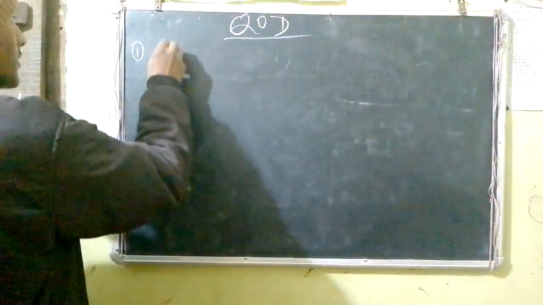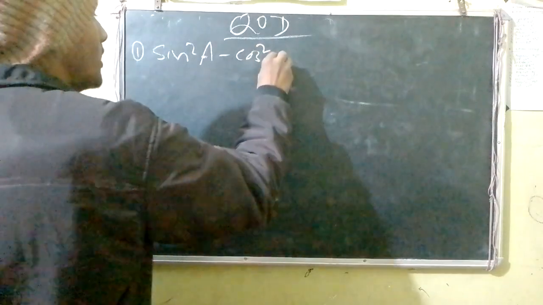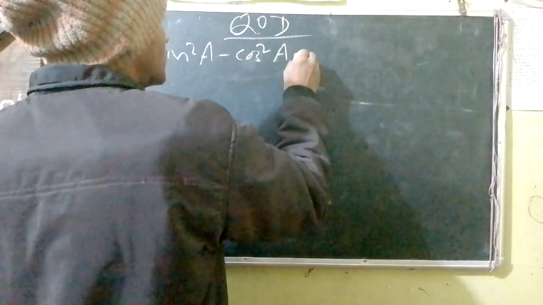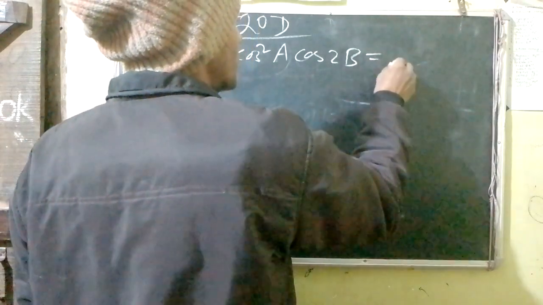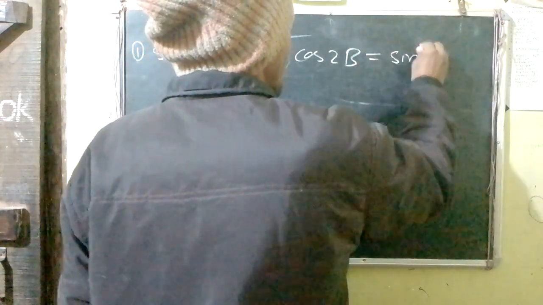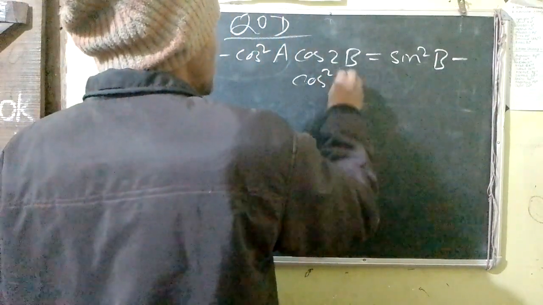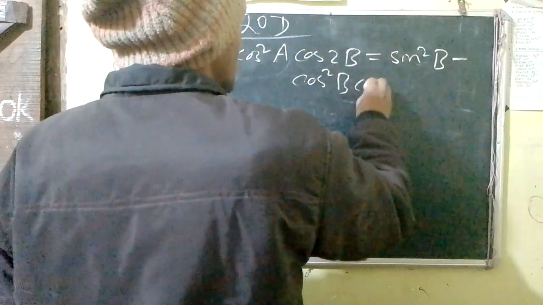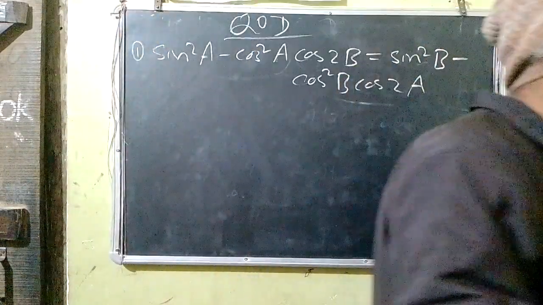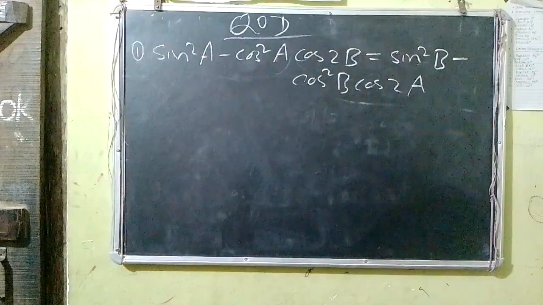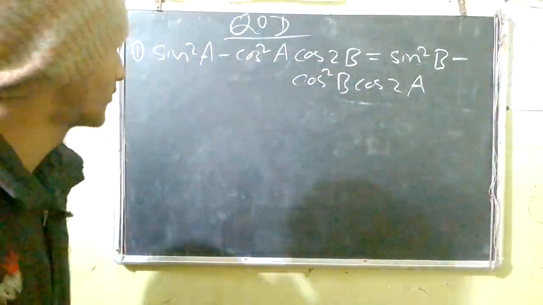Sine square A minus cosine square A times cosine 2B is equal to sine square B minus cosine square B times cosine 2A. So you may try to solve this on your own. I encourage you people to give it a whack. If you're not able to do it, then continue watching the video.